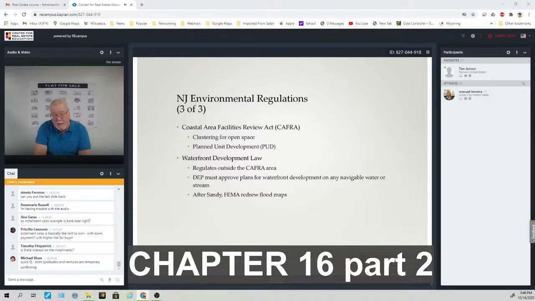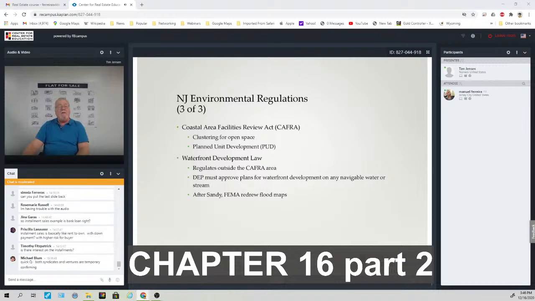And after Hurricane Superstorm Sandy came in, FEMA redrew all of the flood maps. So what was not in a floodplain is now in a floodplain, and what was in a floodplain is now no longer in a floodplain. It's weird the way they redrew these maps. But under the Waterfront Development Law, all this stuff applies to building and reconstruction of houses.